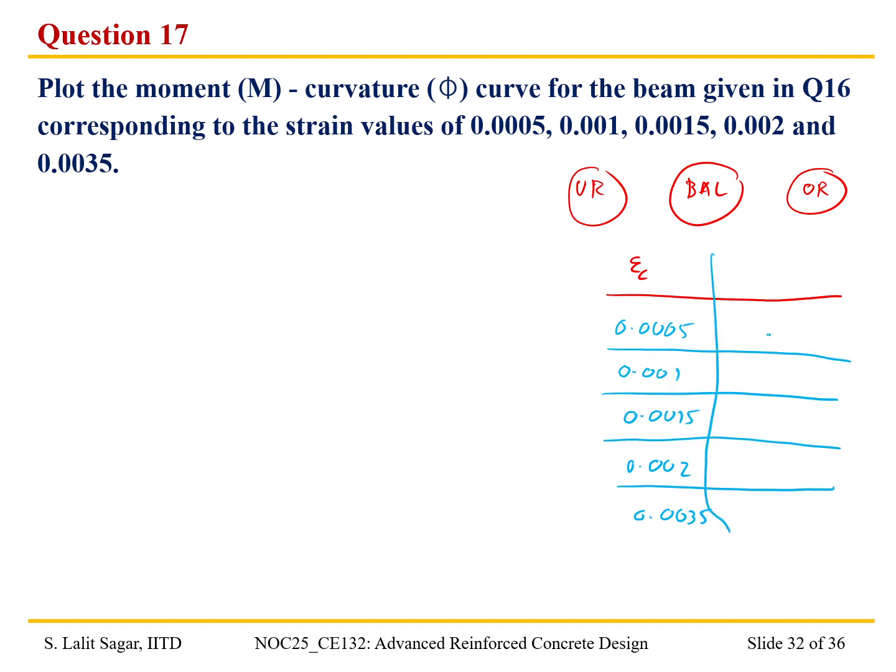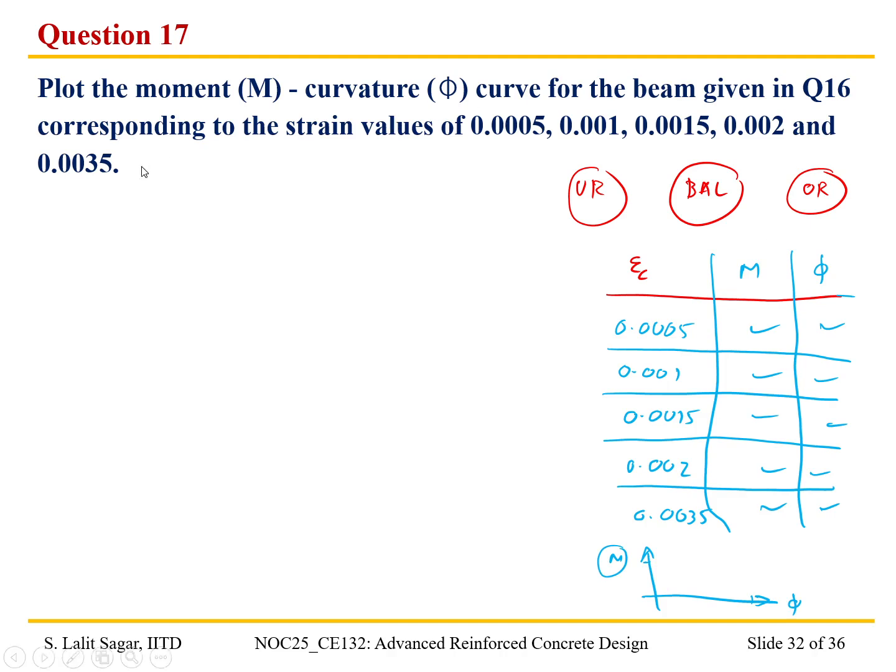Then for these values of epsilon c, we determine the value of m and phi, moment capacity and the curvature, m and phi, m and phi, and m and phi. After that, we plotted the moment curvature curve. Okay, that is moment on the y-axis and curvature on the x-axis.